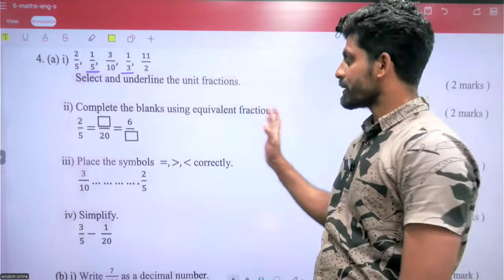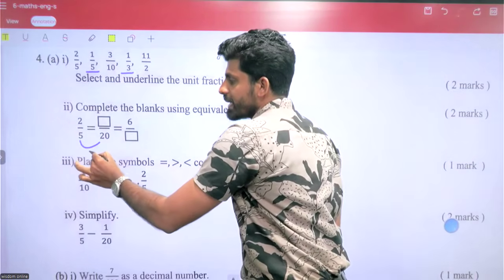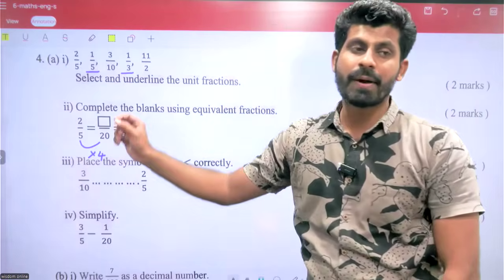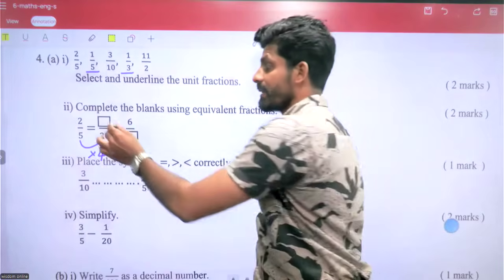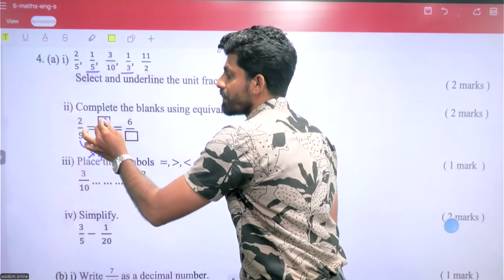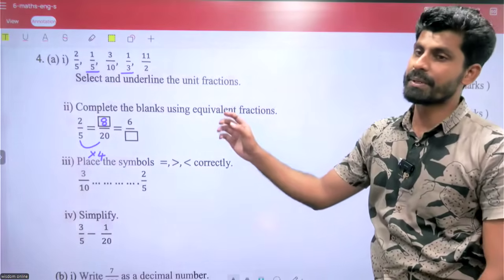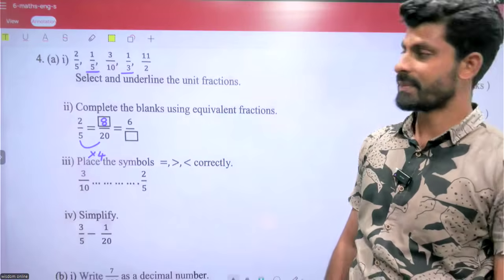Complete the blanks using the equivalent fraction. Look at the 5 and 20. That means multiply by 4. How to convert 5 to 20? Multiplied by 4. Then 2 should be multiplied by 4. 2 times 4, 8 is the answer.